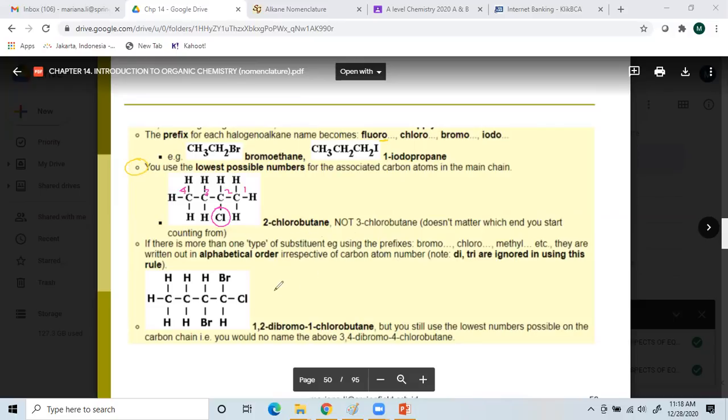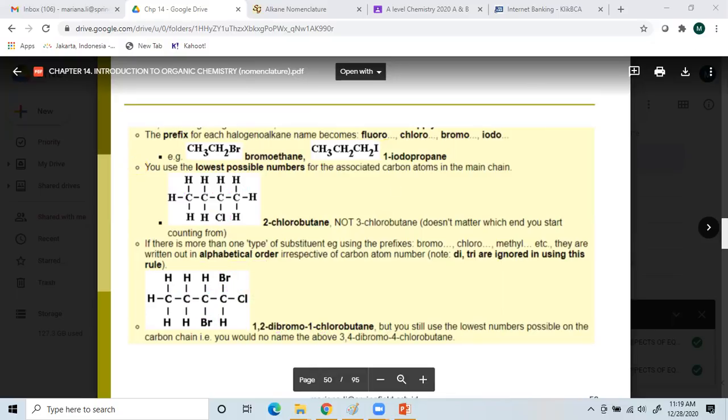So 2-chloro, not 3-chloro. If there is more than one type of substituent using the prefixes bromo, chloro, etc., yeah, they are written out in alphabetical order. So for the name of this, the first carbon, this is the second. So B comes first before C. So 1,2-dibromo, 1-chloro, butane. Okay, understand?